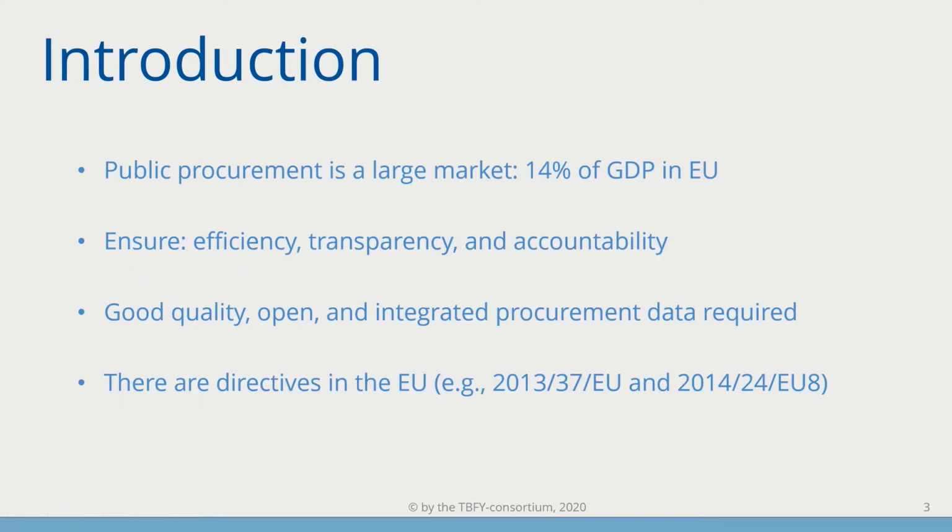Public procurement basically concerns purchase of services, works, and supplies. It's a very large market. It makes up 14% of the European Union's GDP. Therefore, governments need to be efficient in delivering services, ensure transparency, prevent fraud and corruption, and build healthy and sustainable economies. For this, good quality, open, and integrated procurement data is required.